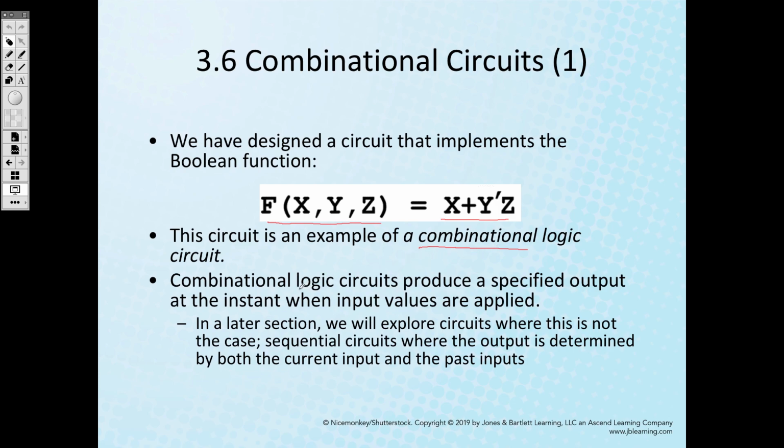The property of a combinational logic circuit is that the output is determined when the current inputs are applied. So in this example, the output of function f is determined if the current inputs x, y, and z are specified. But in a later part of this chapter, we are going to study another kind of circuit called sequential circuits, where the output is determined not only by the current input but also by past inputs, which means the history of inputs applied before the current input also determines the current output. So that's called a sequential circuit.